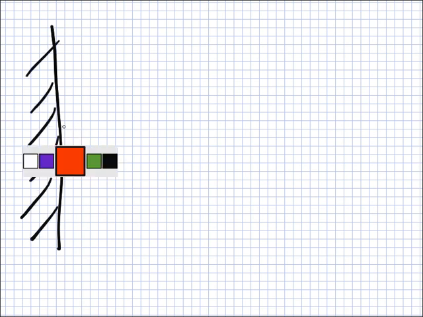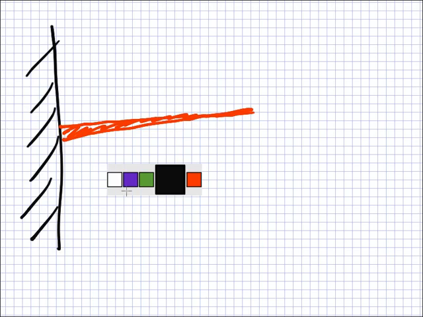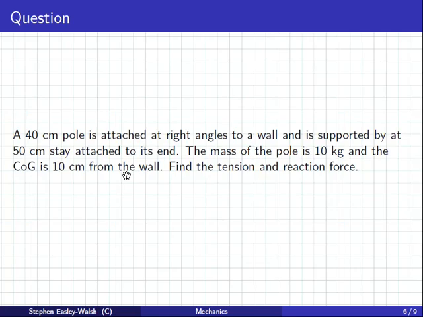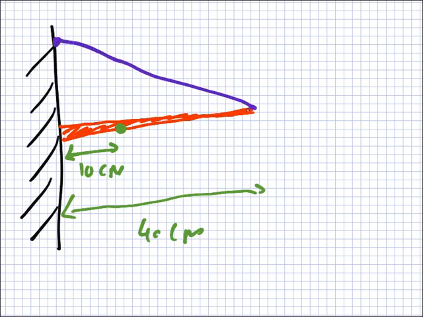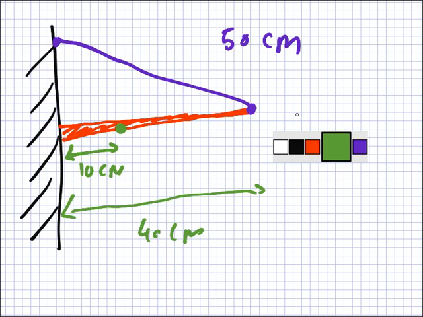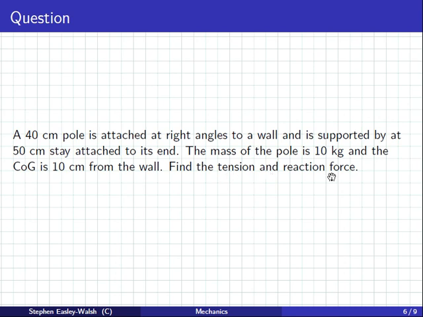So let me draw this picture now. So you have some pole here, but it's not uniform. So the mass seems to be centered a little bit nearer to the wall. The length of the pole is 40 centimeters, but the center of gravity is here at 10 centimeters. There's a 50 centimeter stay attached to its end. So that would be here to here, that's 50 centimeters. The mass of the pole is 10 kilograms. Find the tension and reaction force.